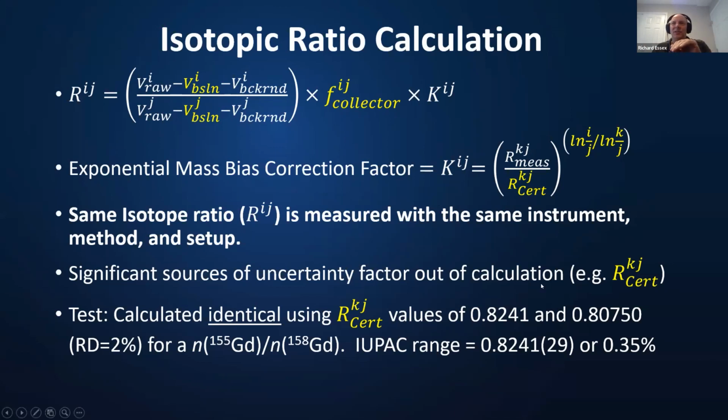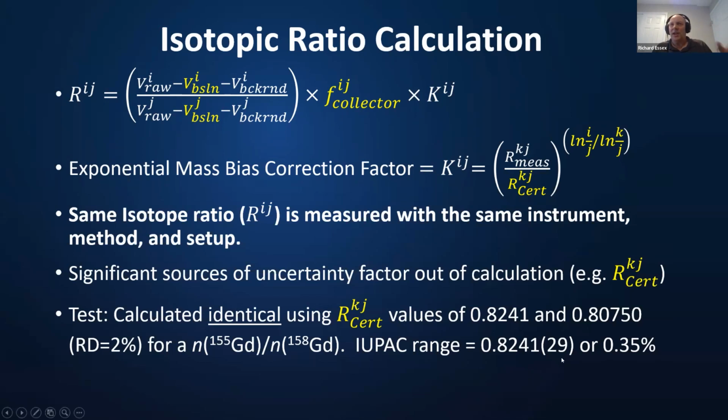And for this particular case, I actually experimented with this to see that was the case. I'm going to get into this more, but to do this actual work, we used a mixture of a highly enriched 155 gadolinium and a highly enriched 158 gadolinium. And for mass bias correction, we used a natural gadolinium material and assumed IUPAC values for the 156-158 ratio, which is about 0.8241.